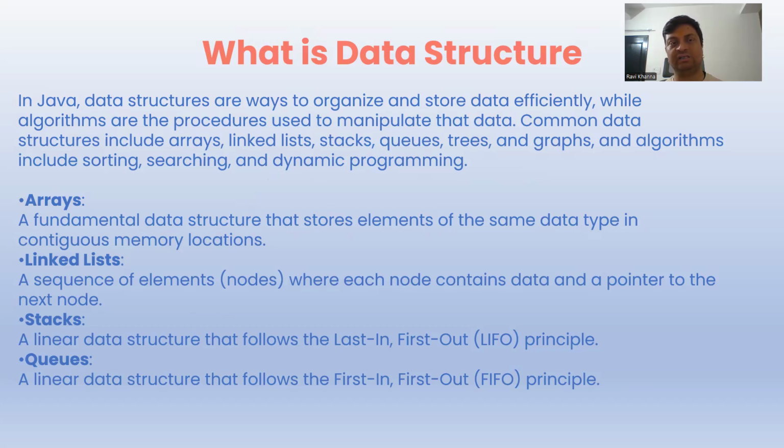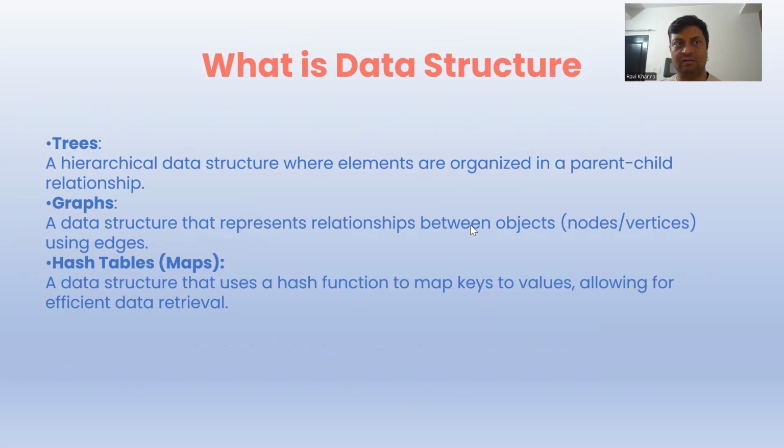A linked list is basically a sequence of elements or nodes where each node contains data and also a pointer to the next node. So we have a pointer or a reference for the next node in the linked list in the address part. A stack is a linear data structure that follows the last in first out principle. A queue is also a linear data structure that follows the first in first out principle.